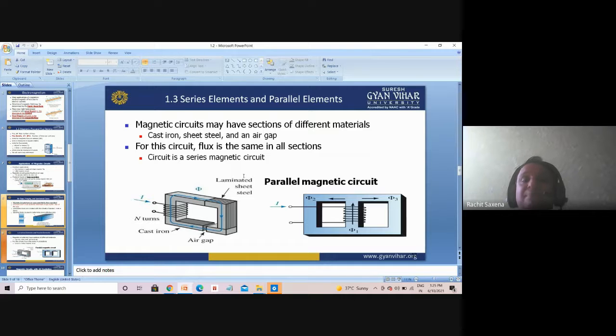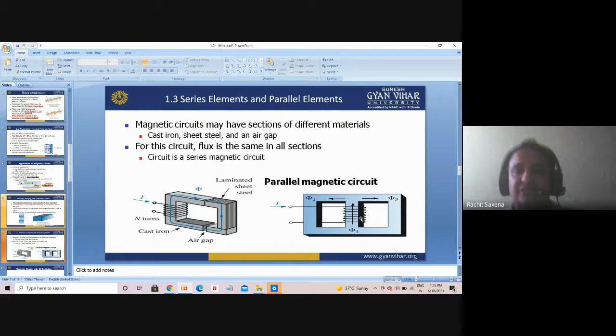Now series elements and parallel elements. Series element we can call the series magnetic field, and parallel elements the parallel magnetic field. I am telling you this in this unit, but later in unit number 4, transformer, you can also understand this thing, because in a transformer we have two types of construction: core and shell. This shows the core construction, and this shows the shell construction.